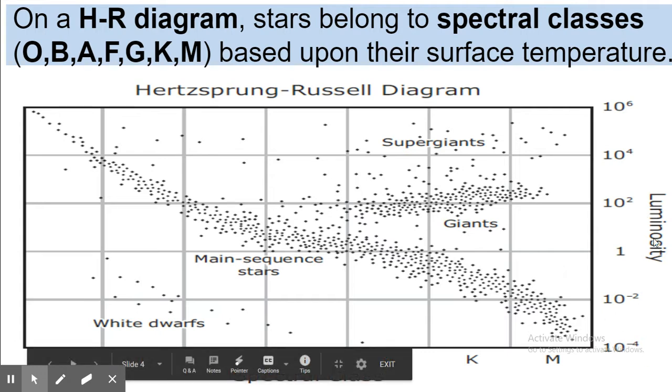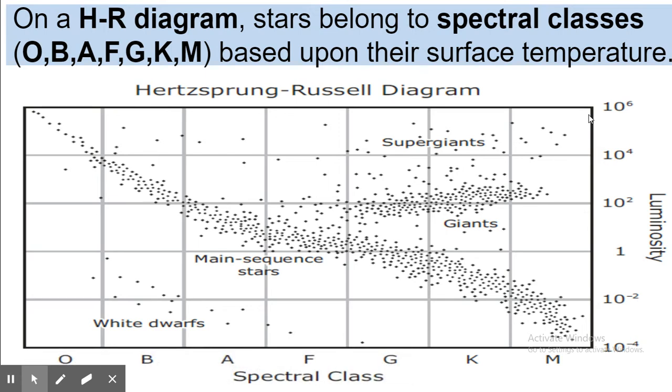So here you have your luminosity, which is brightness, and that increases as you go up on the y-axis. On an HR diagram, stars belong to spectral classes O, B, A, F, G, K, M, based upon their surface temperature.